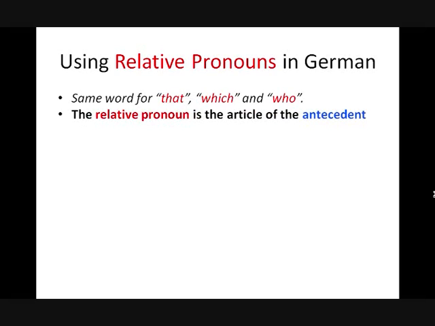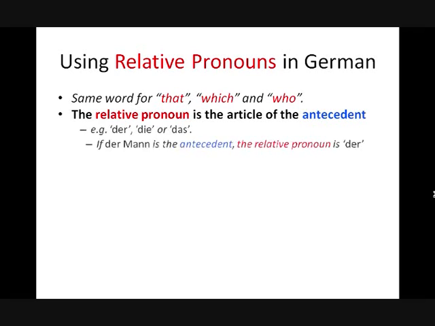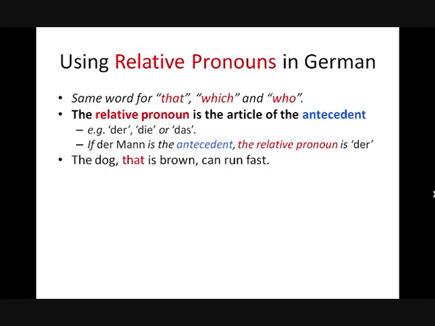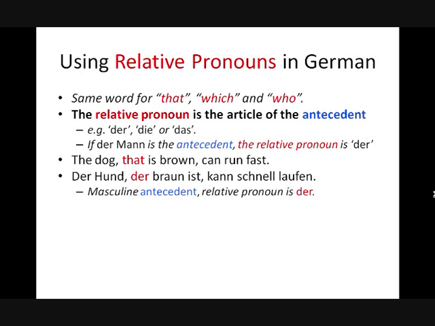Now, the relative pronoun itself is the article of the antecedent, or the thing that the relative pronoun is referring to. For example, it's going to be a der or die or a das, because those are the articles. So if der Mann is the antecedent, the relative pronoun is going to be der. Okay? Here's another example. The dog, that is brown, can run fast. Der Hund, der braun ist, kann schnell laufen. We have a masculine antecedent, which is der Hund, so the relative pronoun is der.